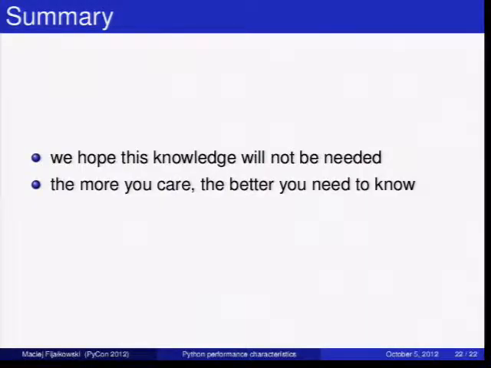But the problem is usually the more you care, the better you need to know. If you care about your VM performance, you probably need to know how cache lines work. If you write Python, chances are this is not that necessary. Or how exactly branch prediction in the processor works. By the way, this is confidential data, I couldn't learn it. So the summary is that the more you care about performance, the more you need to know about the details of how your environment works in order to achieve what you need.